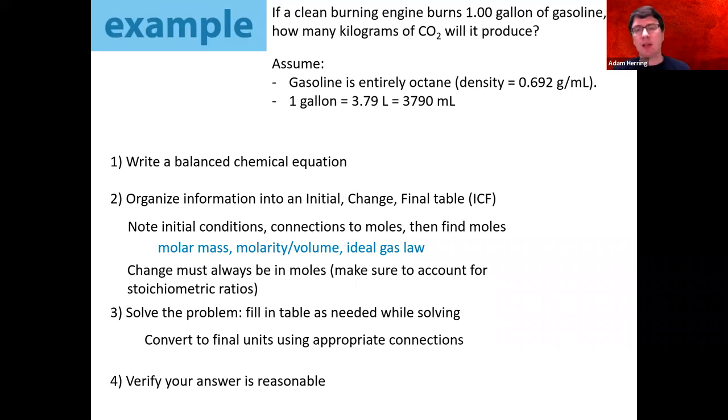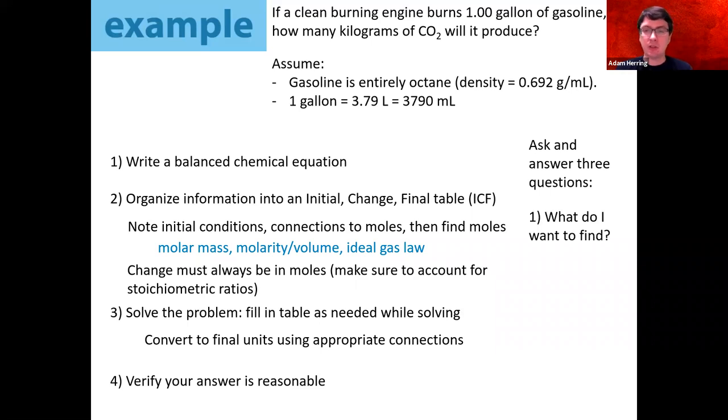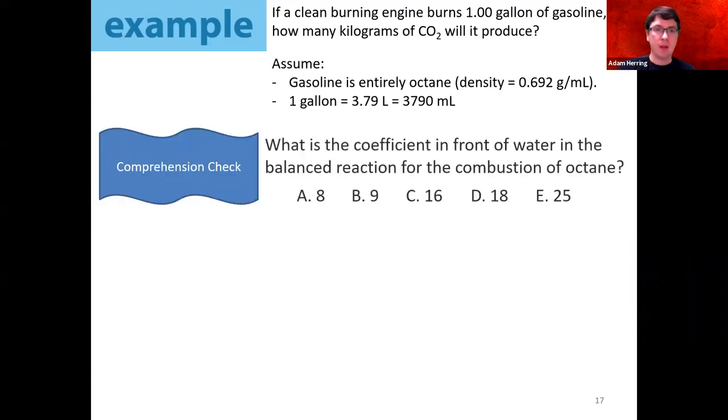As you're going through this process, it can help to ask and answer 3 questions. What information do I want to find? What information am I given? And what information that I'm not given do I also need to solve this problem? So let's move on with this question. The first step, again, was to write out a balanced chemical equation. So I'd like for you to practice this. What would be the coefficient in front of the water for the balanced reaction of the combustion of octane? This is the reaction that we would need. So you need to be able to predict what the products would be and to write out the balanced chemical equation. Pause the video and try and do this.